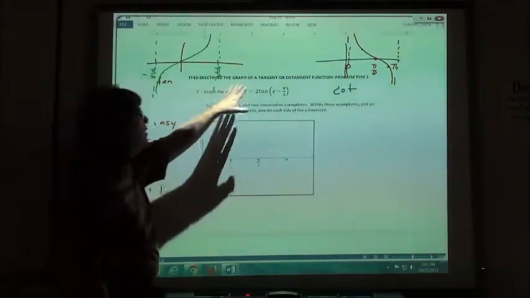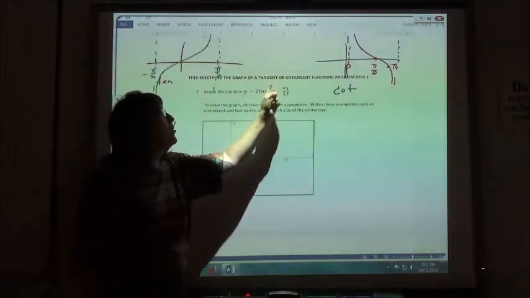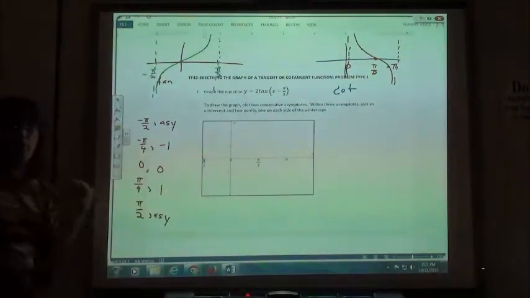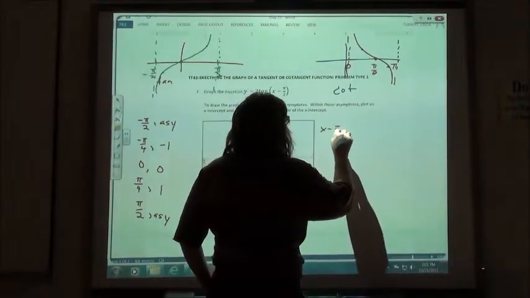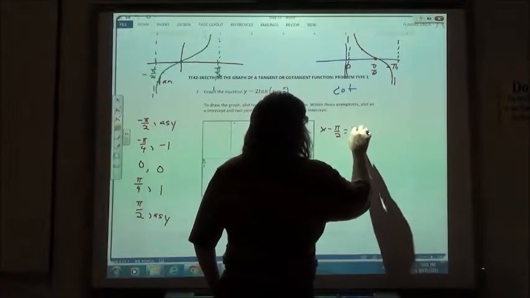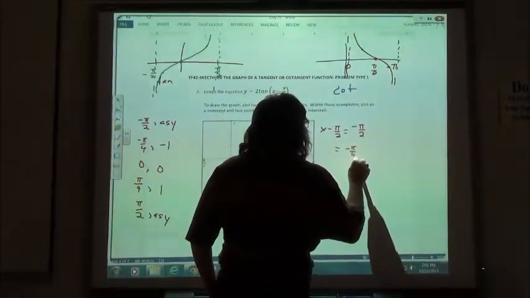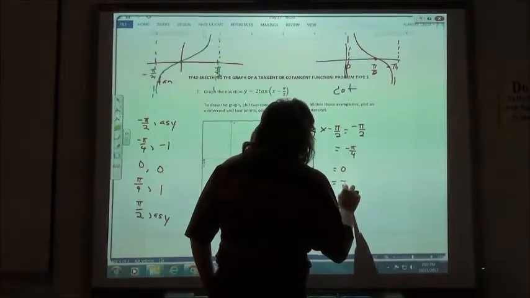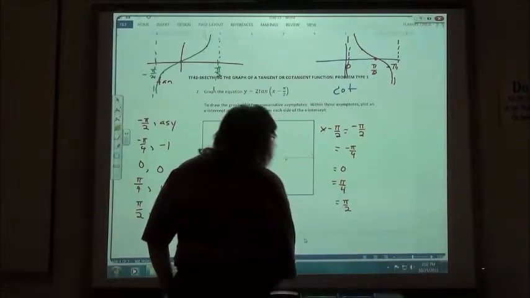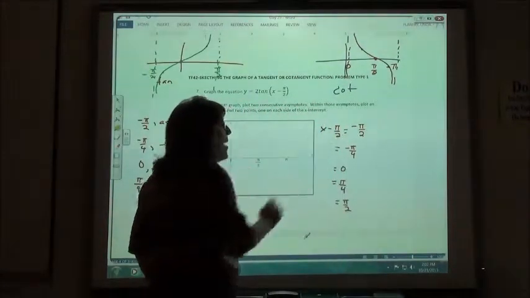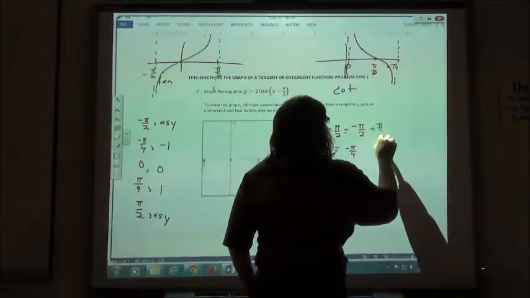So, just like we did when we graphed the sine and the cosine curves, we're going to take our shifts, set them equal to our normal x values, and solve. So I'm going to say x minus pi over 2 is going to equal negative pi over 2, negative pi over 4, 0, pi over 4, and pi over 2. So if I'm going to solve those, I have to add my pi over 2 to each of those x values.